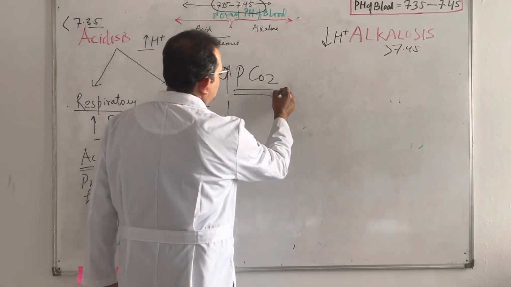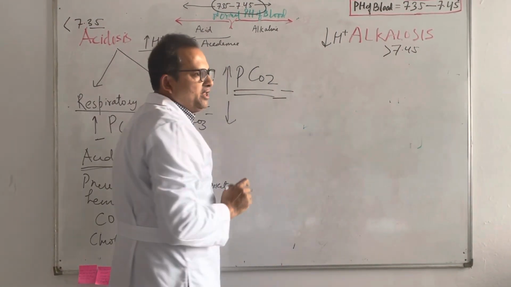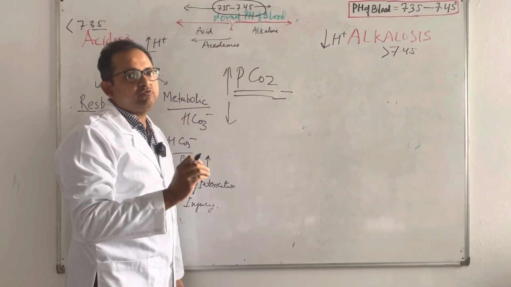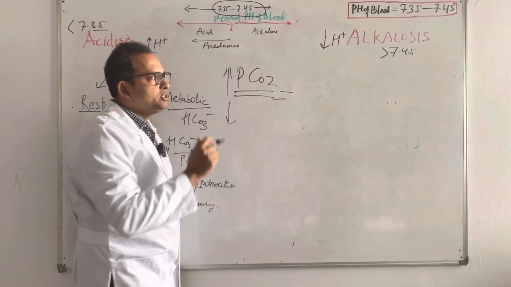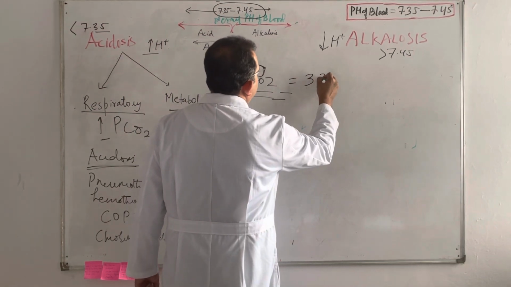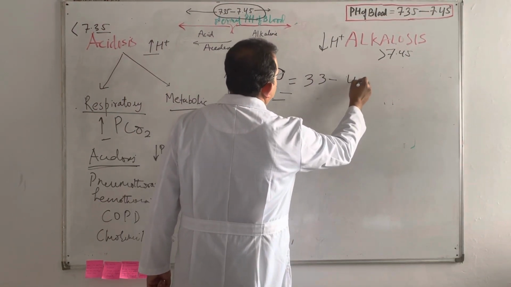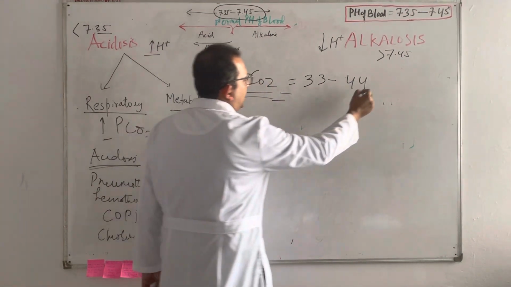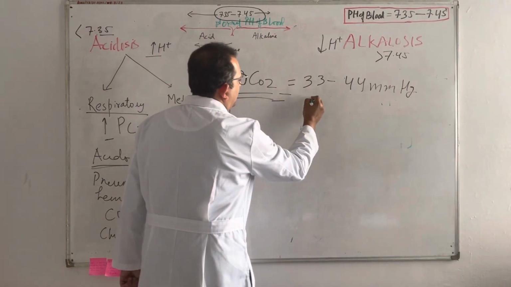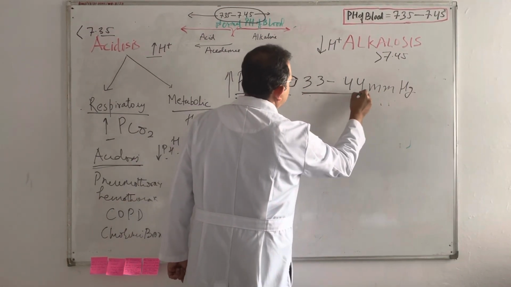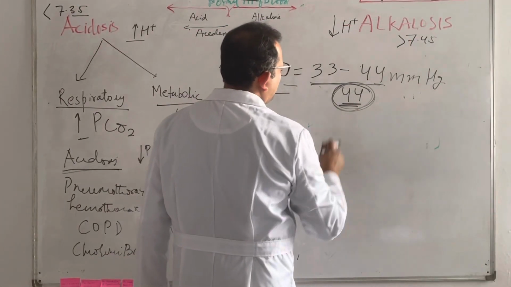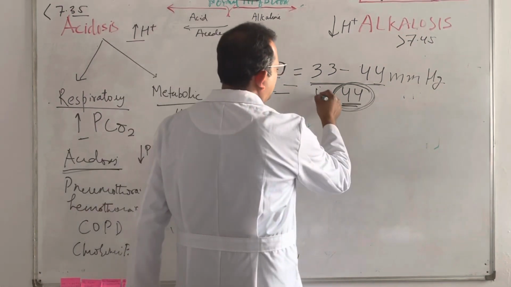If the PCO2 is increased, then you will say that is respiratory acidosis. But for that you must be aware of the normal range of PCO2. The normal range of PCO2 is between 33 to 44. Since it is a pressure, mmHg will be the unit. For my convenience, I generally take the highest, that is 44. So we will take 40, 44 for a rough idea. We'll check that 40 or 44.